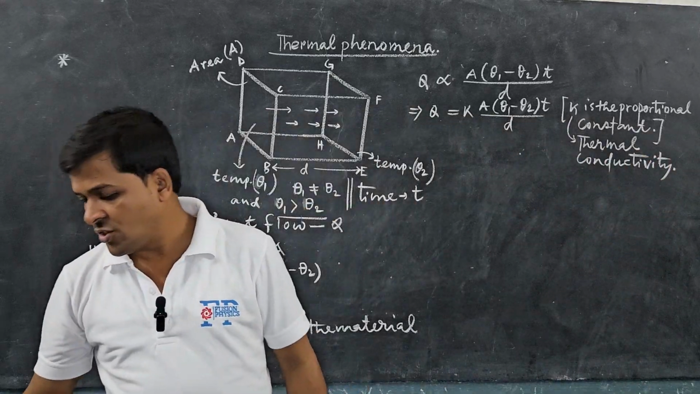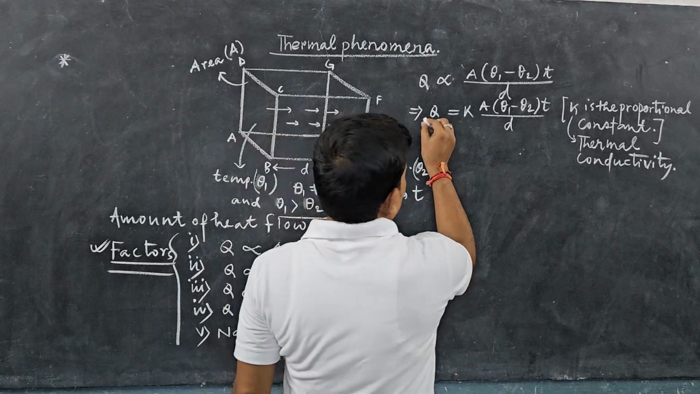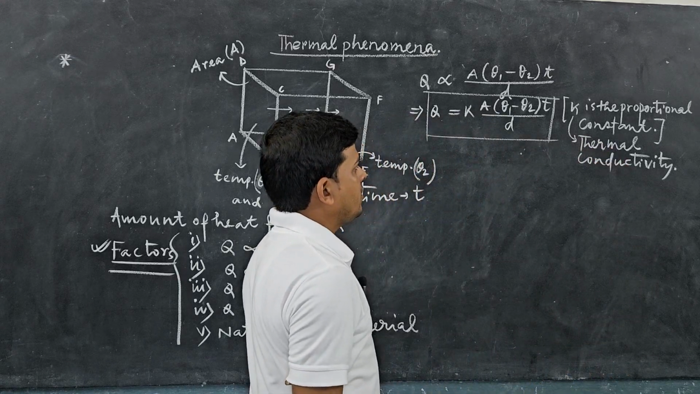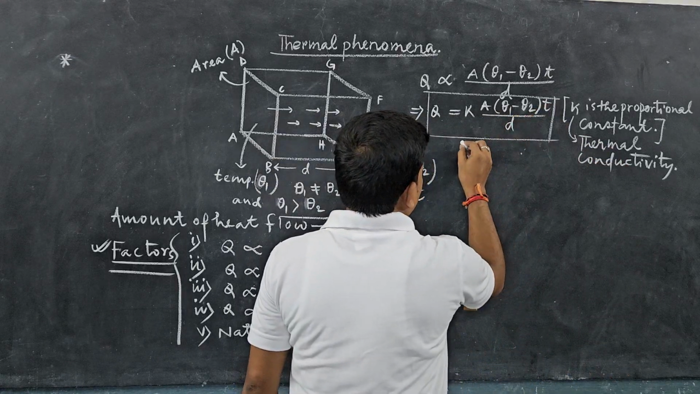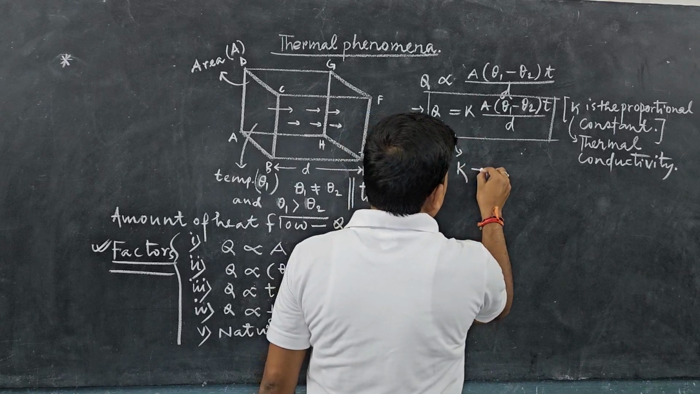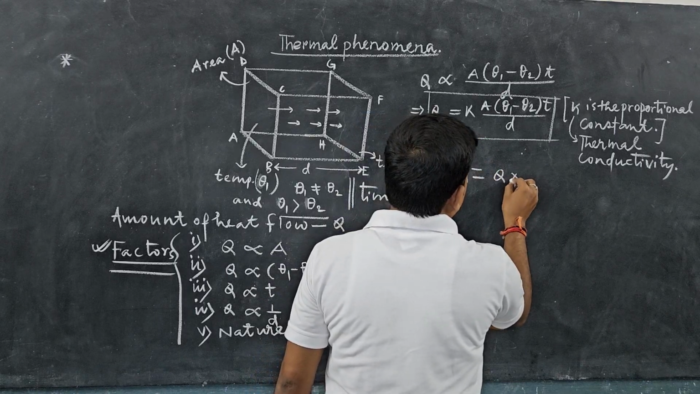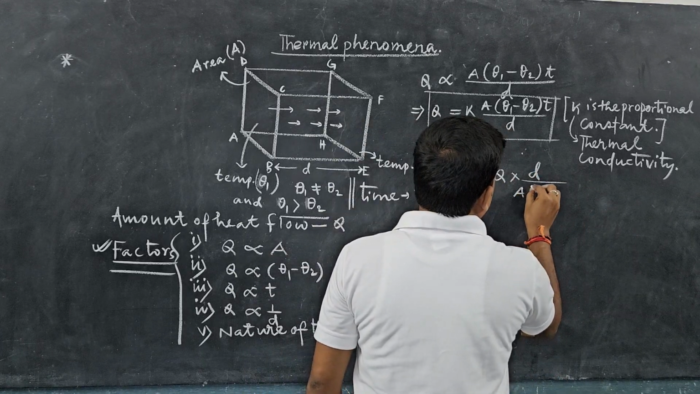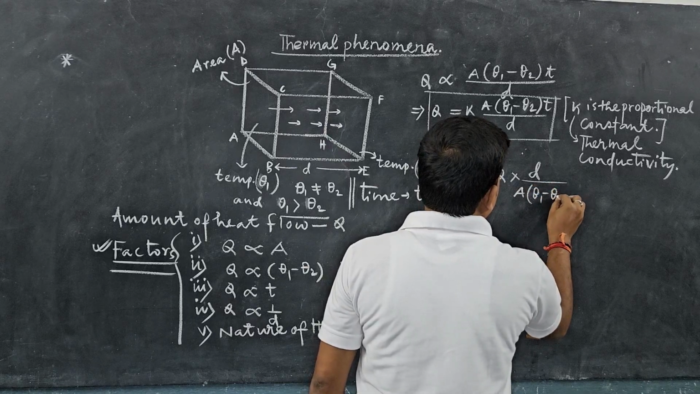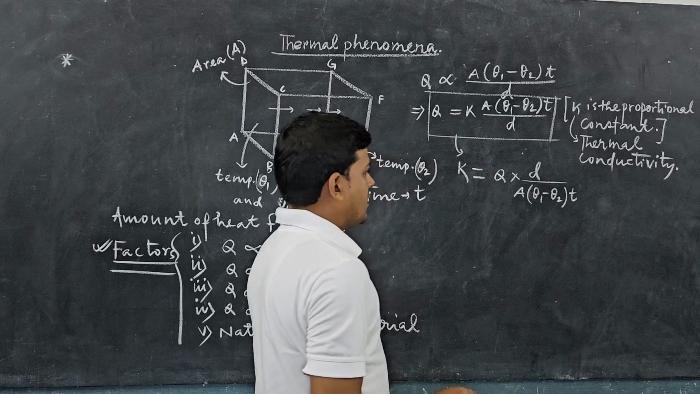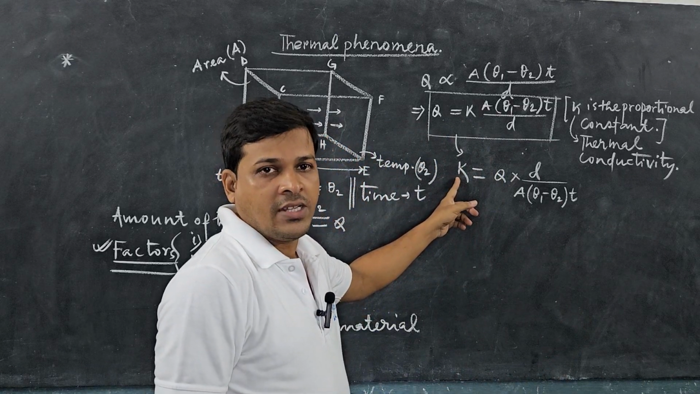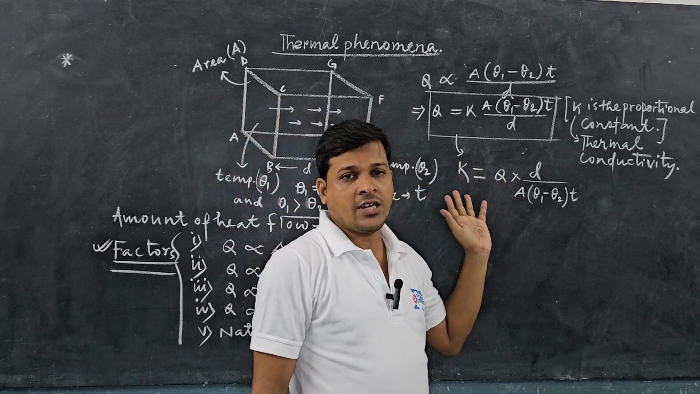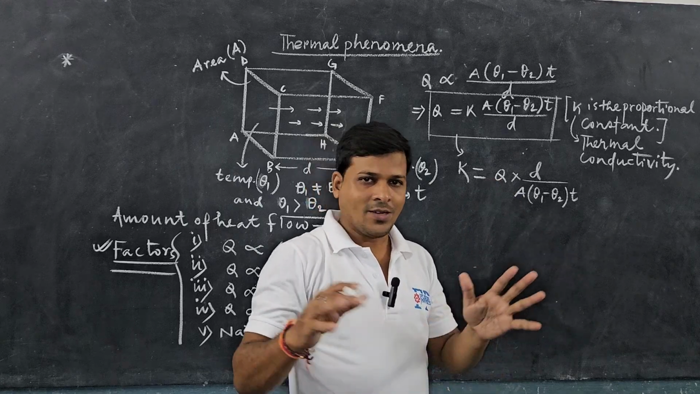Okay, we can define this by using this relation, that is Q equals K into A into (theta 1 minus theta 2) into T by D. From this relation, K equals Q into D divided by A into (theta 1 minus theta 2) into T. We can define this K, the thermal conductivity of the material, very easily, because there is a standard rule to define a physical quantity or a constant involving some other physical quantities.